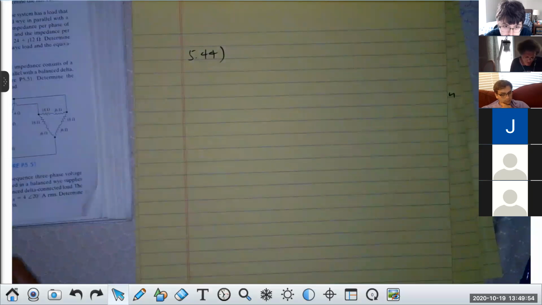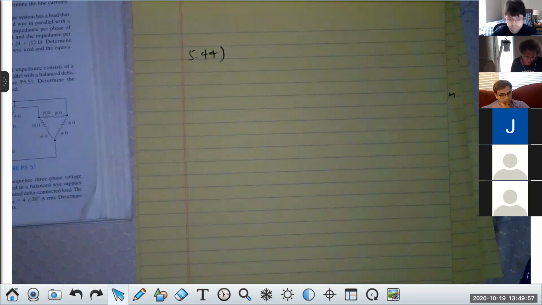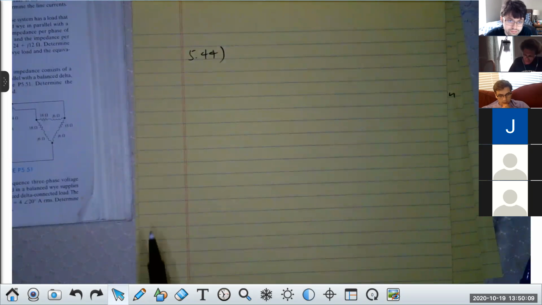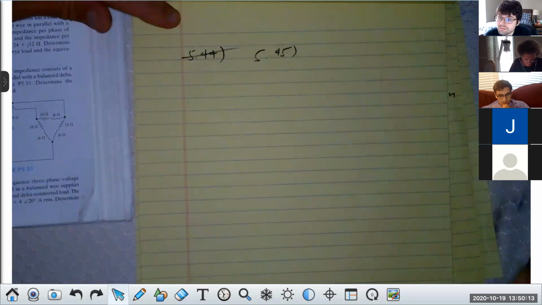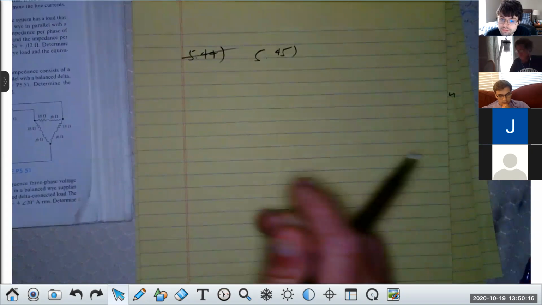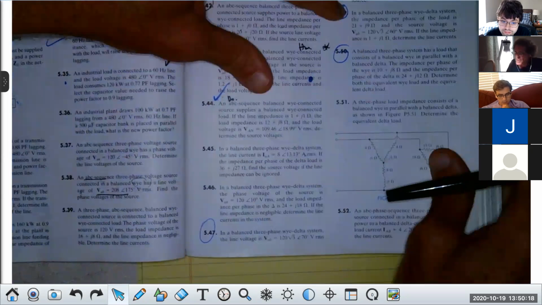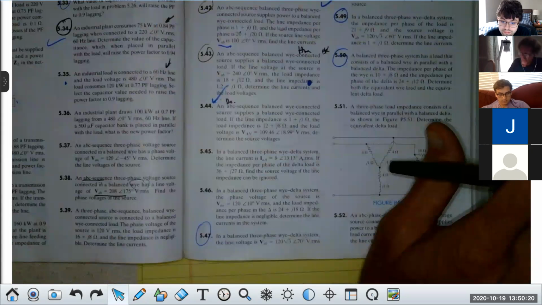544, an ABC sequence balanced Y-connected source supplies a balanced Y-connected load. We'll skip that one anyway. All right, let's do 545 for the last one. It'll be better for everyone. If you need to go, this will be on the video.